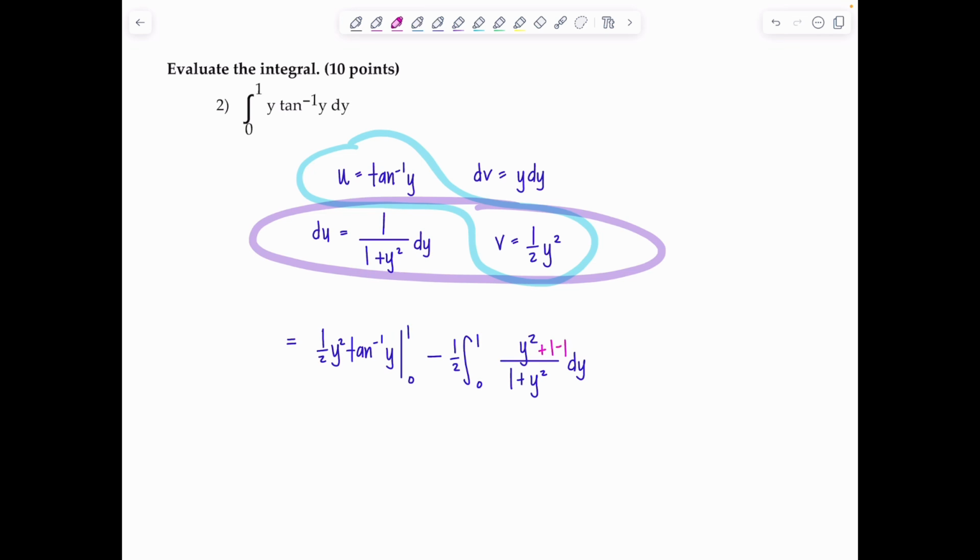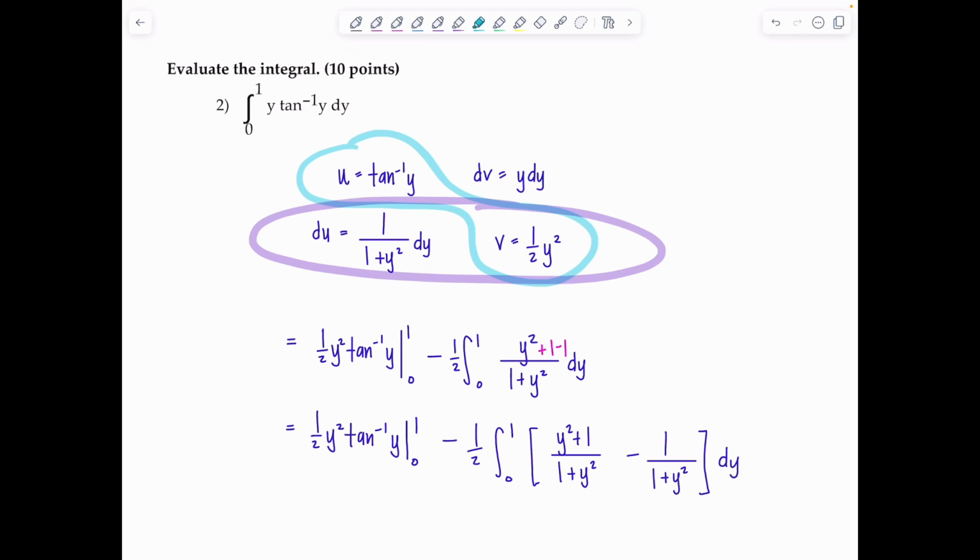Okay, now what does that let us do? I will show you. It's basically to avoid long division and get the ball rolling. Rewrite everything, okay? So 1/2 integral 0 to 1. And then I'm going to split this up. I'm going to write y squared plus 1 over the denominator, and then I still have minus 1 over that same denominator, yes?